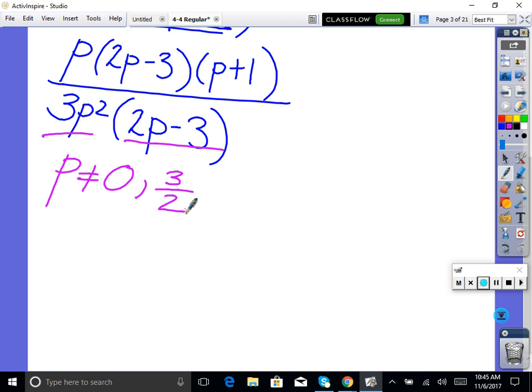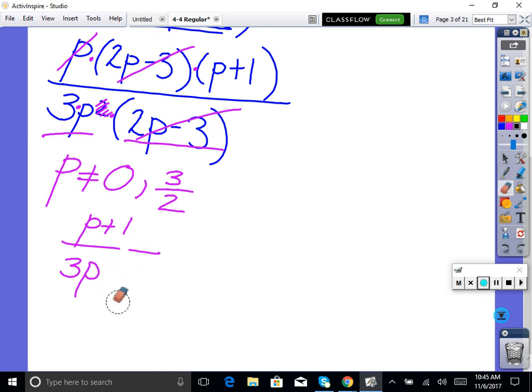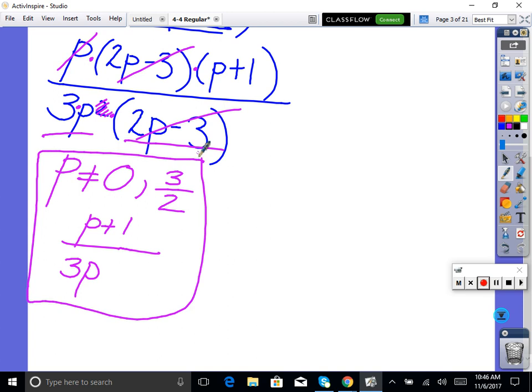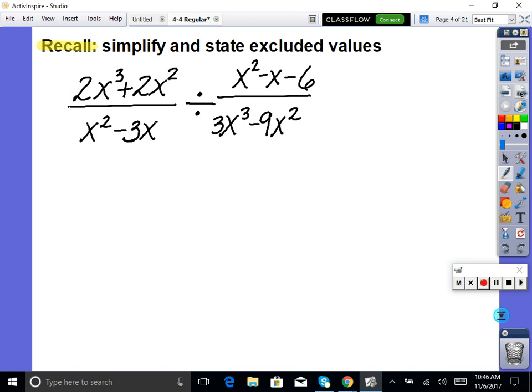3/2. Now can we divide out exact factors? As long as it's a multiplication sign, not connected to an addition sign, right? So we have a p on top and a p squared on bottom. Wouldn't that just be a p on bottom? And then these divide out. So left on top was p plus 1. Left on bottom was 3p. That's it, just 3p. Okay, try another one.